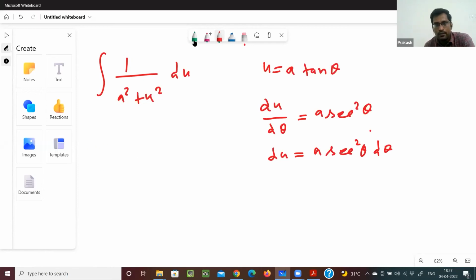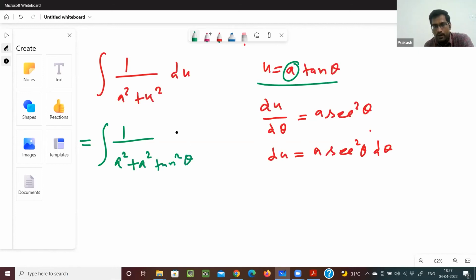Then in the given integral we substitute 1 by a square plus a square into tan square theta. Why are we considering a here? Because we need to take a square out. This term involves a square, and if this term also involves a square, then we can easily eliminate it. For that reason, I'm taking a square into tan square theta. Here, du is what we already evaluated, a into secant square theta.